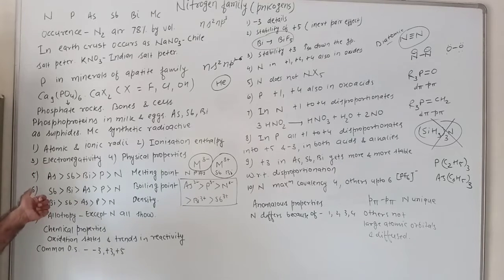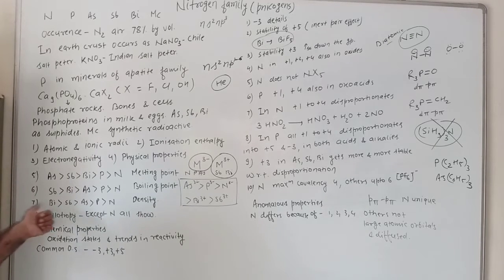Clear? Then the order of boiling point is again abnormal. No regular trend is observed. Here antimony has the highest boiling point, followed by bismuth, then arsenic, then phosphorus, and least for nitrogen. So the order is antimony more than bismuth, more than arsenic, more than phosphorus, more than nitrogen.